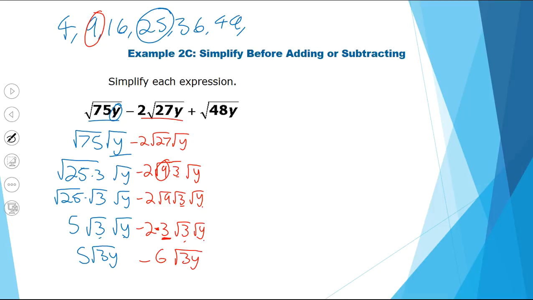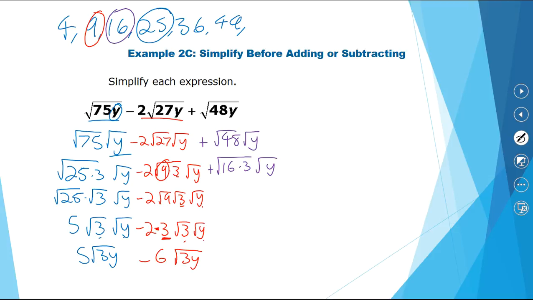Alright, let's move on to the last one, the 48y here. So square root of 48y. We'll go ahead and separate these. So square root of 48, square root of y. Of course, 48 is not a perfect square, but it is divisible by 16, I think, right? Or am I wrong? Hold on, I might be wrong. No, it is 16. 16 times 3. Of course, I'm going to leave the square root of y alone. I can't really do anything about that. So we'll separate these out.